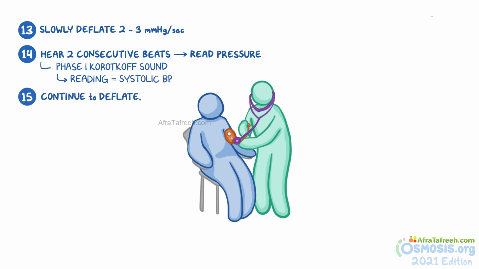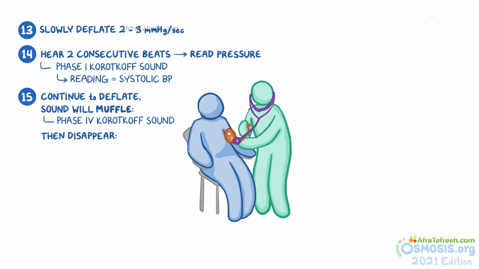As you continue to deflate the cuff, the sound will begin to muffle, and this is the phase 4 Korotkov sound. Then it will disappear entirely, and this is the phase 5 Korotkov sound. The reading on the gauge when the sound disappears entirely is the diastolic blood pressure.